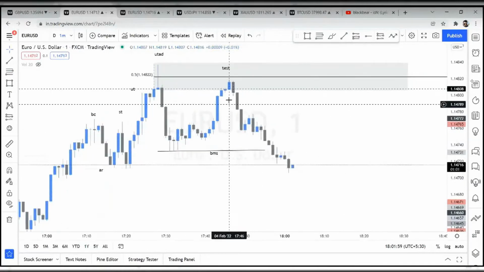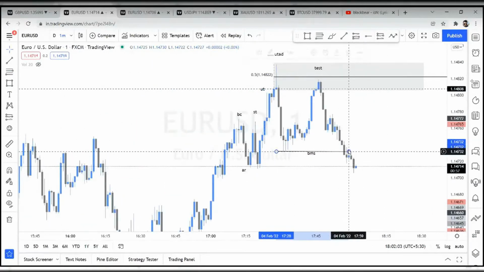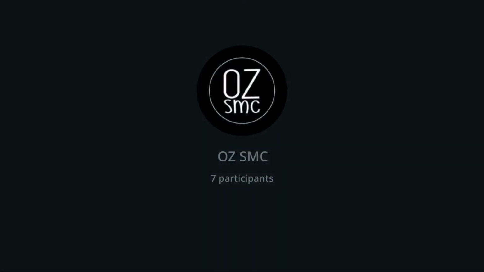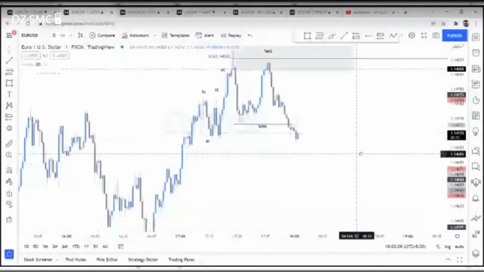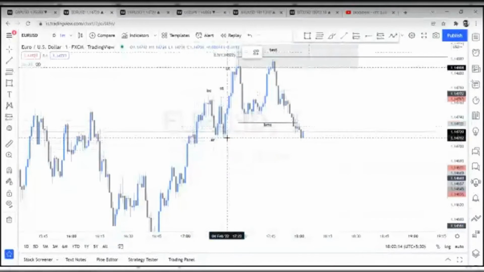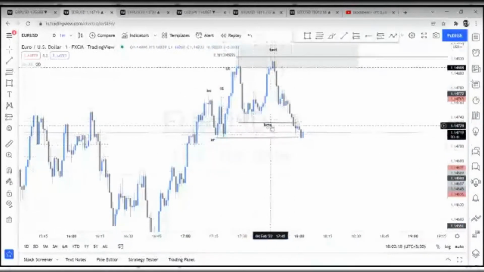So let's see, we have a break of structure. So since we have a break of structure, what are we expecting? Yeah, we are expecting, so it would be good if it breaks this. Oh, it's already broken, right? So it has given this break also right here.